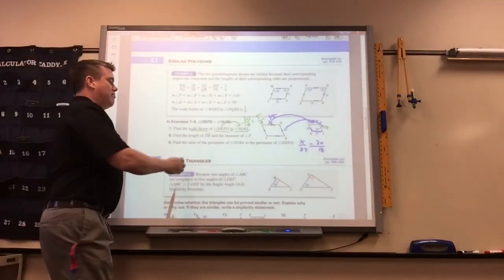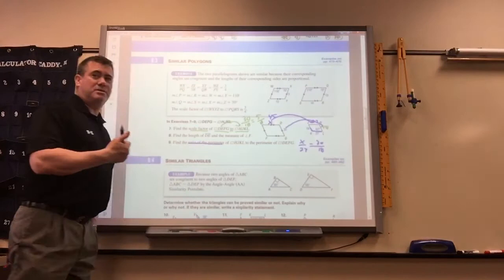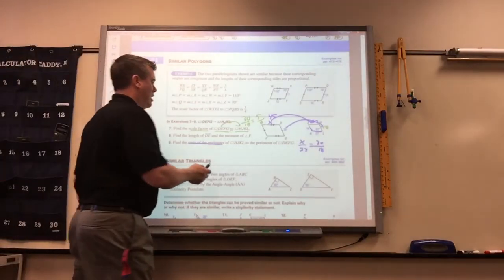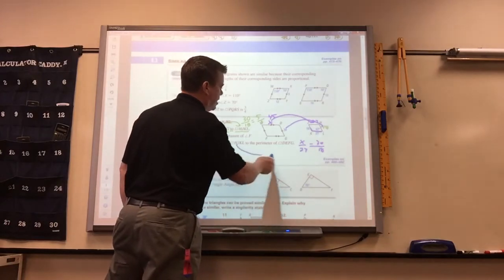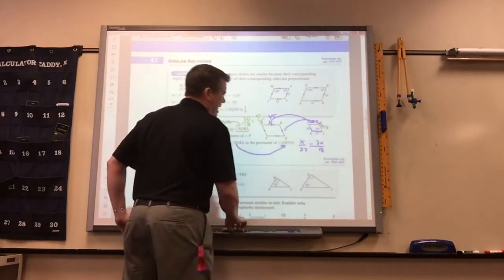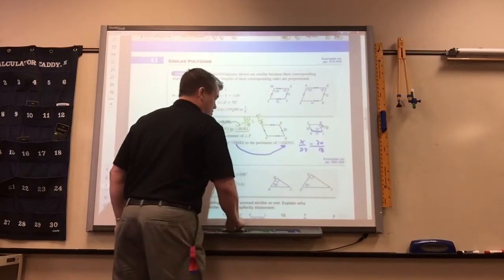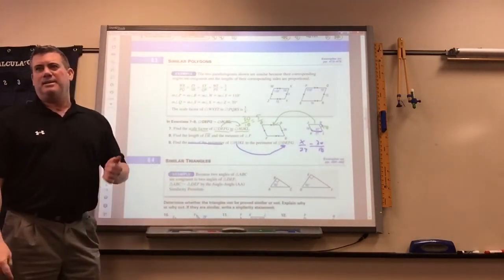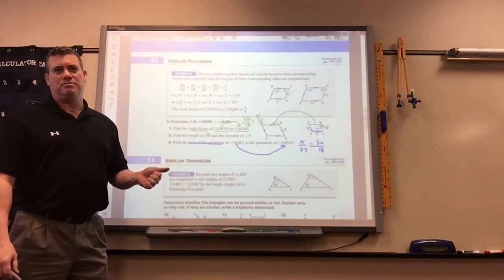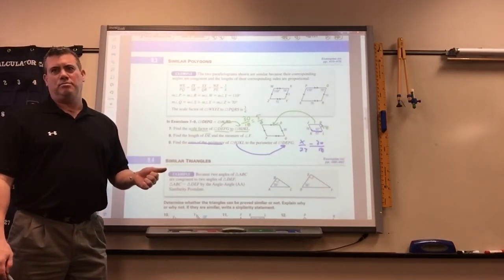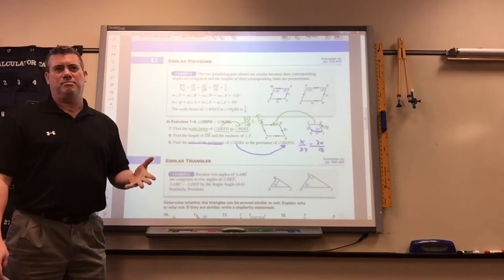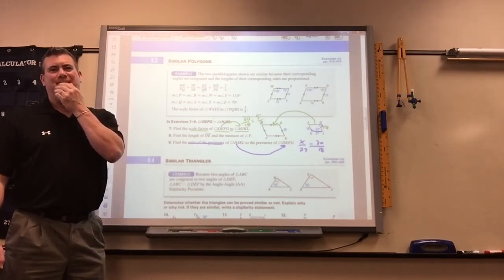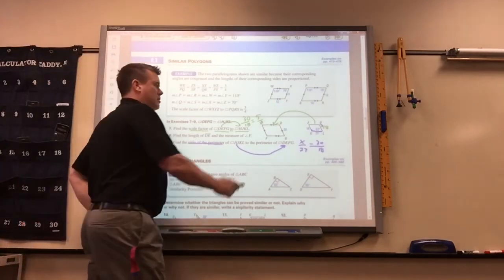Then, find the ratio of the perimeters. That's, you add up all the sides of HJKL to that one. So this one is going backwards. So they want to do this to this. You don't know what it is without actually figuring it out? What is it? Oh, wait, 27.